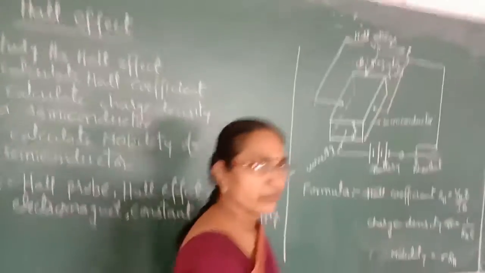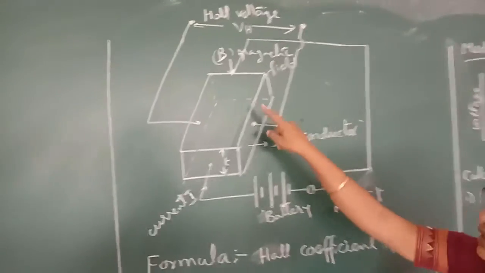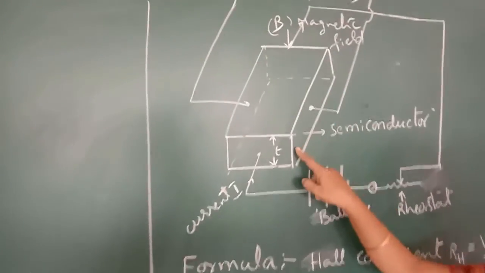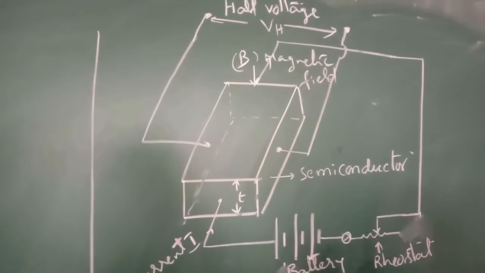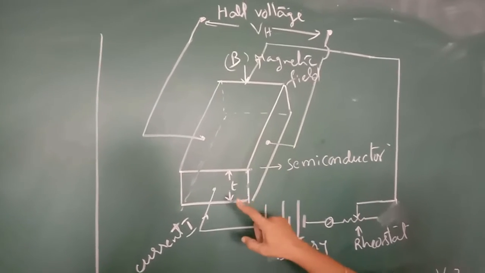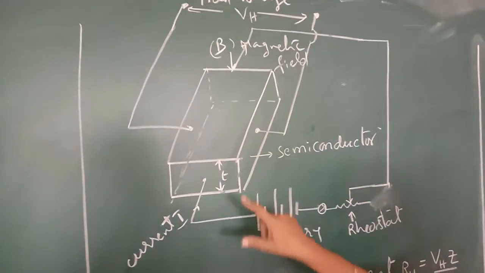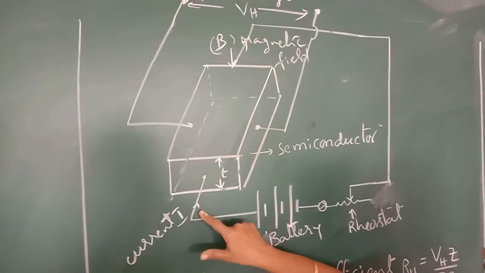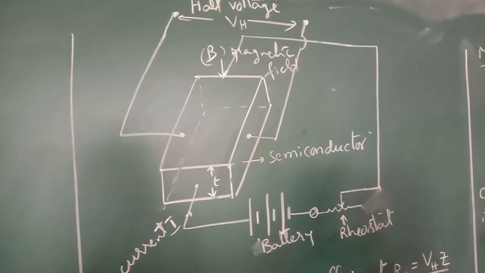First of all, we will study what is meant by the Hall effect. Suppose we have a semiconductor. Here it is shown like a box. The semiconductor we take is a very small one, but for now I am showing it like a box, and the semiconductor can be p-type or n-type. Suppose we send current in one direction and we apply the magnetic field in a perpendicular direction.